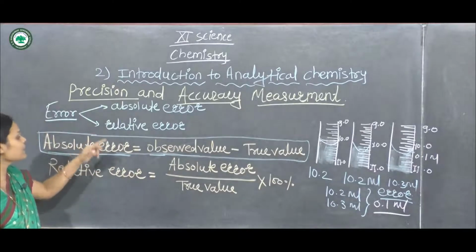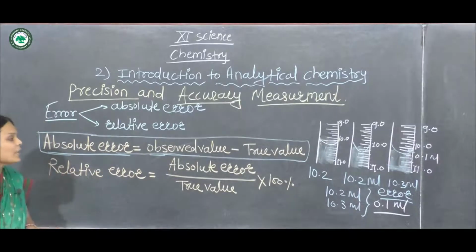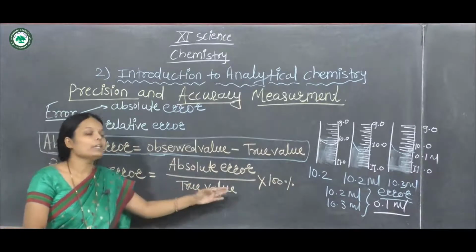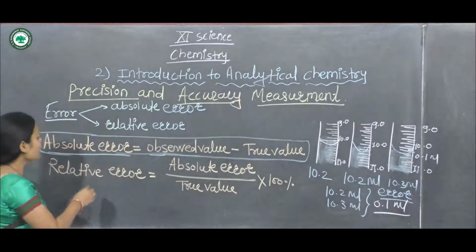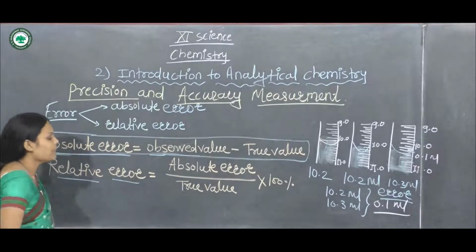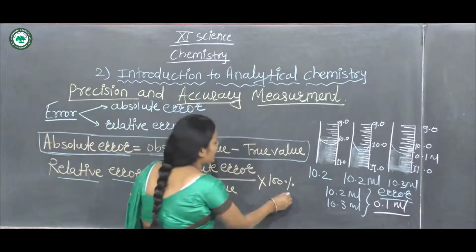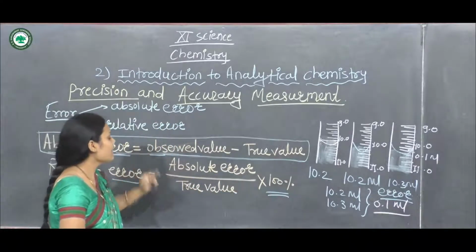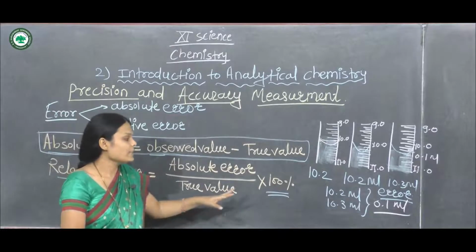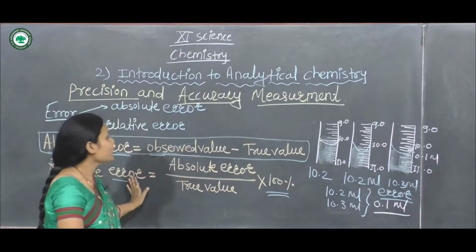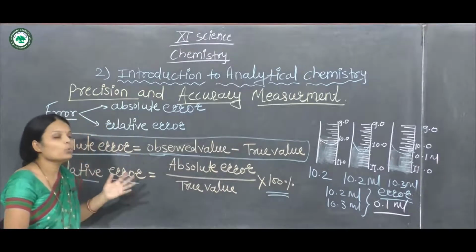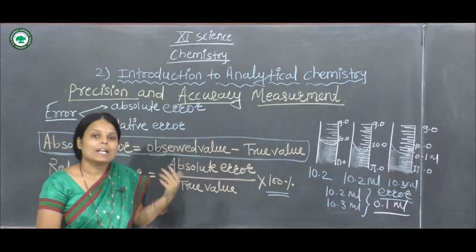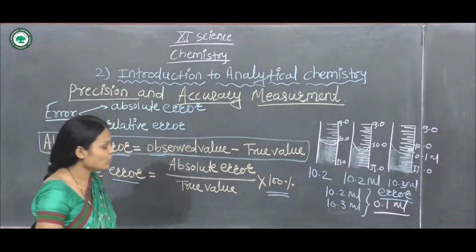The next point is relative error. Relative error means the absolute error divided by the true value, multiplied by 100%. The relative error is determined as a percentage. So there are two types of errors, absolute error and relative error, in which accuracy is expressed.